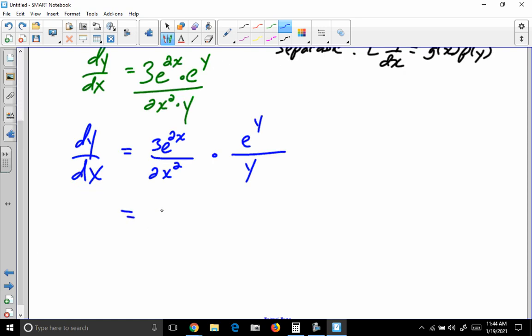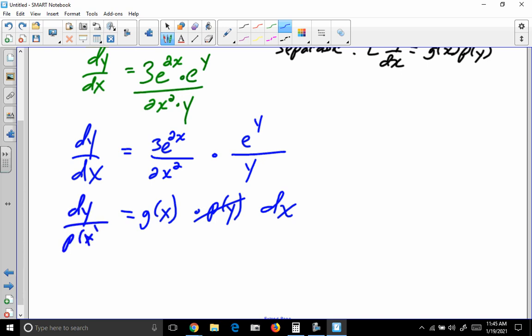Since we could call that first factor g of x and that second one p of y, we could get the x's on one side, the y's on the other. We can move the dx over here. We can move the y factor over there. And we would have all the y's on one side, all the x's on the other. So since we were able to separate the x's and y's into separate factors, it does turn out that this is separable.